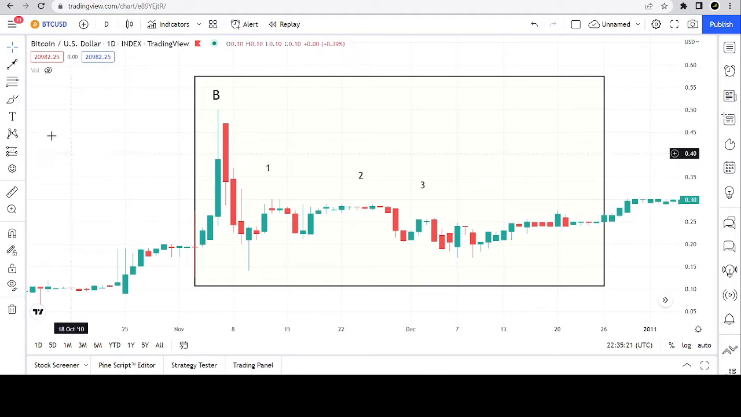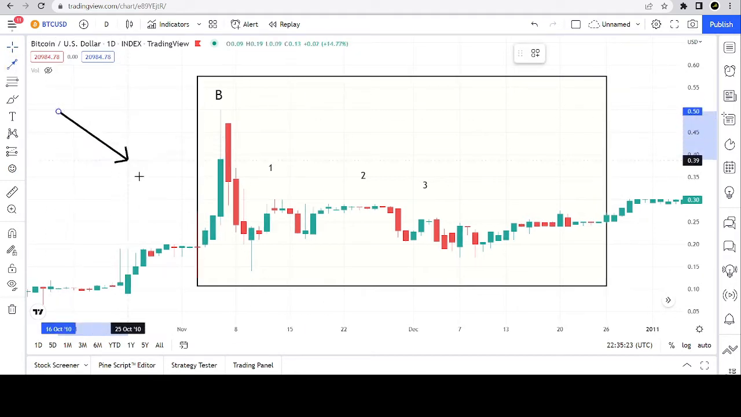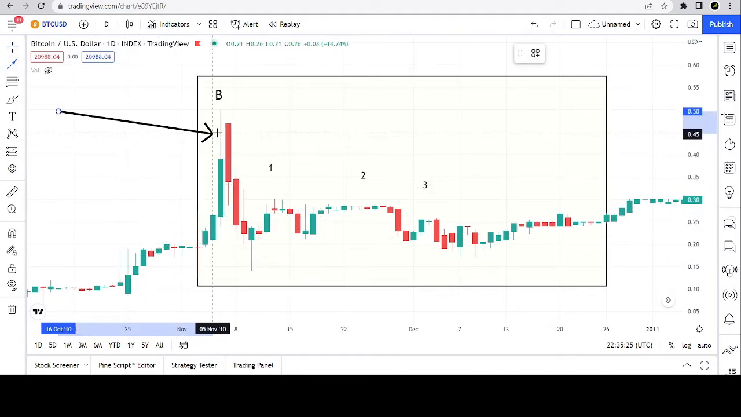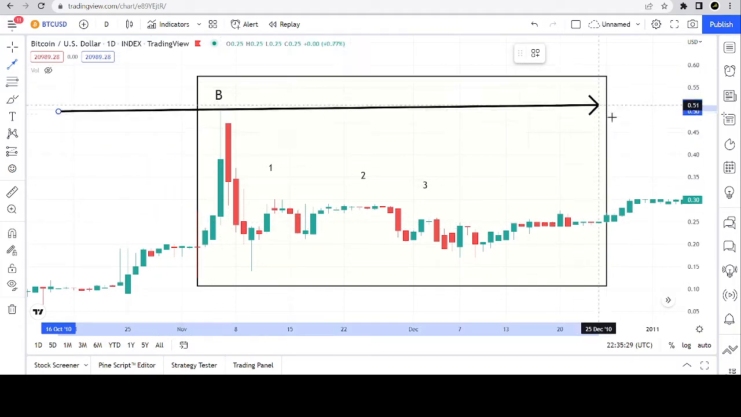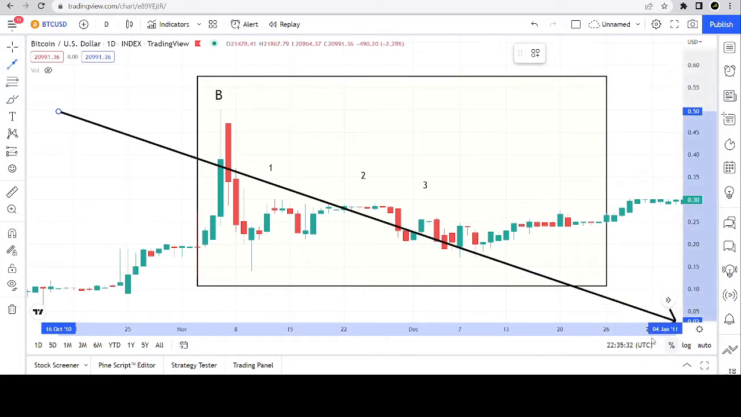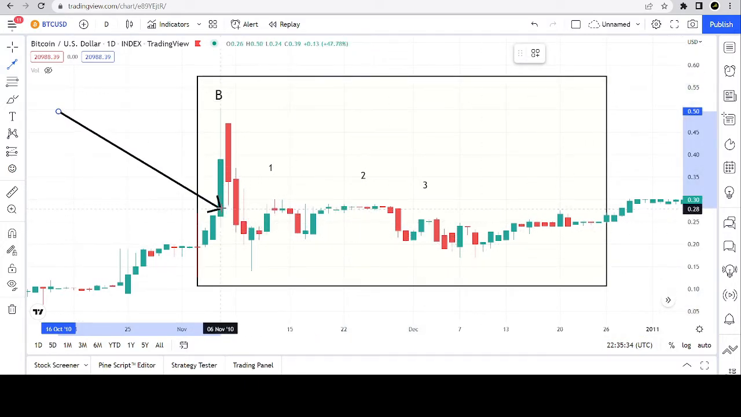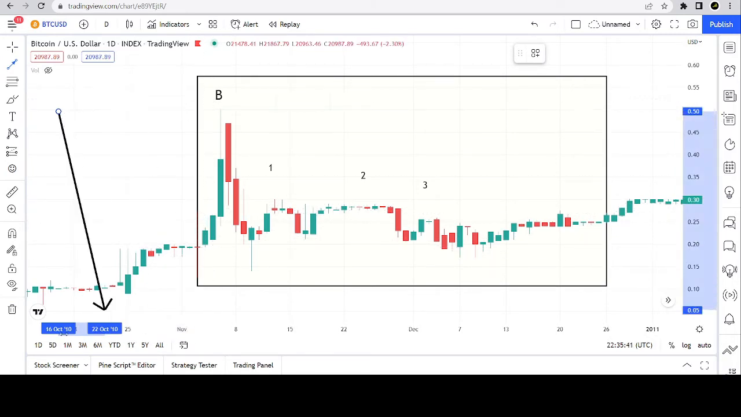Let's get started. All right, so this is the very first time a corrective structure appears on the Bitcoin chart. This took place in November 2010. This is a very poor example of a corrective structure because it happened so quick. It's like a very small picture with very few pixels in it, so it's very blurry. This is a B pattern.